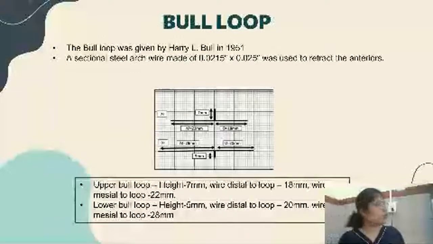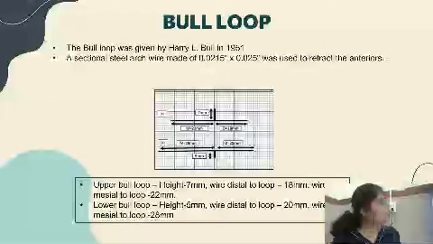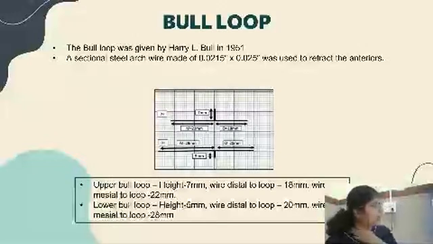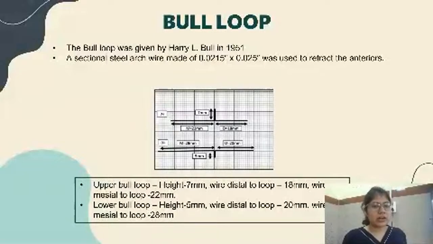Then second is bull loop. The bull loop was given by Harry L. Bull in 1951. A sectional steel arch wire made of 21525 was used to retract the anteriors. Then upper bull loop, the dimension of the upper bull loop: height is 7 mm. Wire distal to the loop is 18 mm. Wire mesial to the loop is 22 mm.